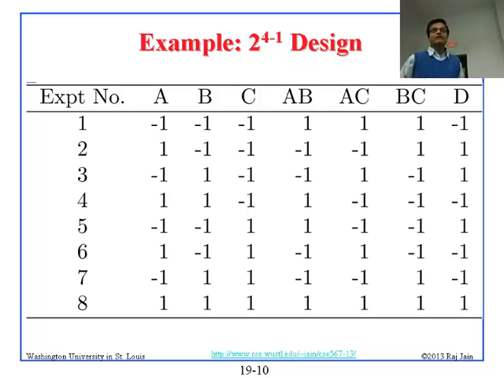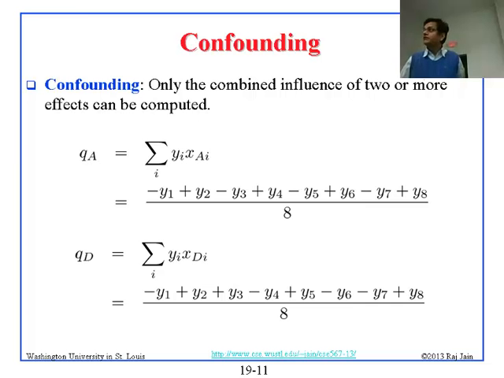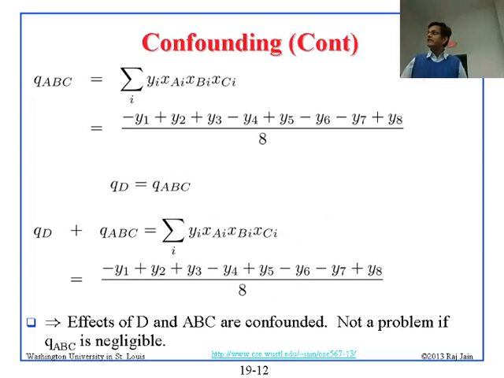So what is happening is confounding. Confounding means if you were to calculate QA in that design, the QA would be this column value. If you were to calculate QD, it would be this value. You can just look at the signs, and I just wrote the signs there, right? Now, if you were to calculate QABC, it will be exactly the same value because ABC has the same signs as D. So what you have done is you have gotten QD and QABC all mixed up. And that is called confounding.